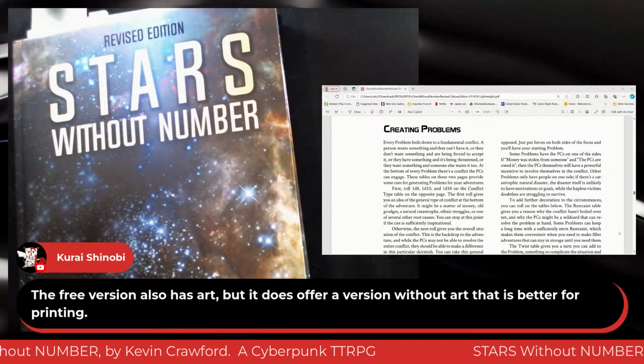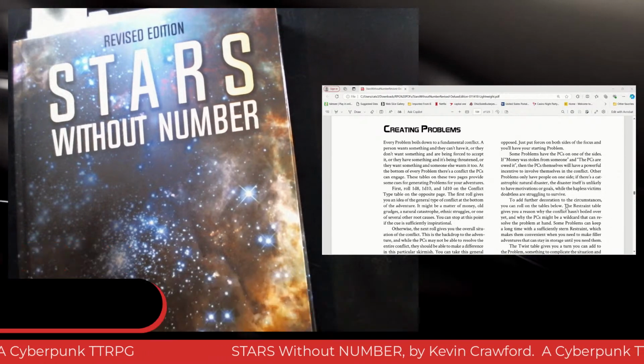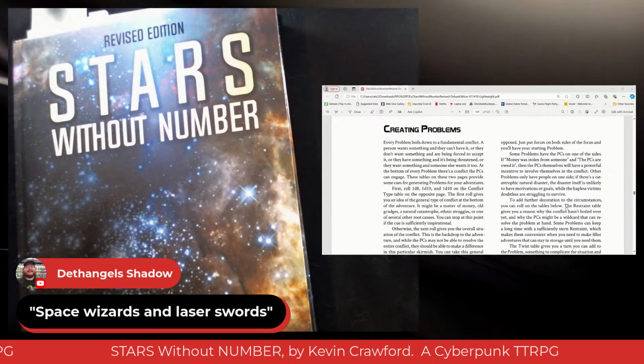Otherworldly microbes that don't do shit. Oh man. Space wizards and laser swords. It does have rules in the back.